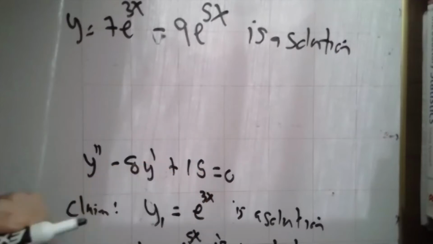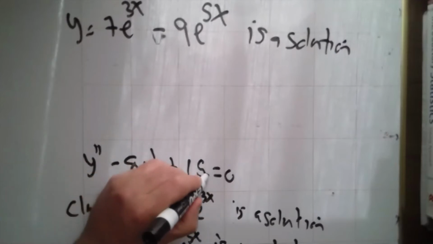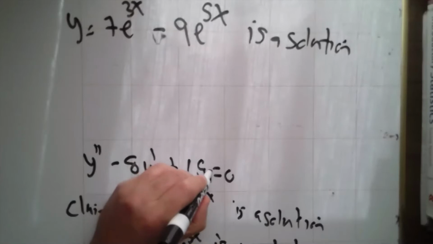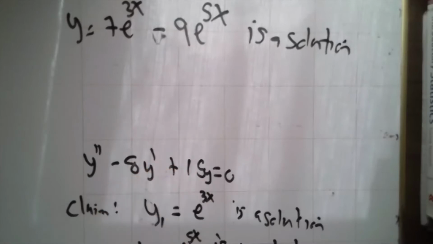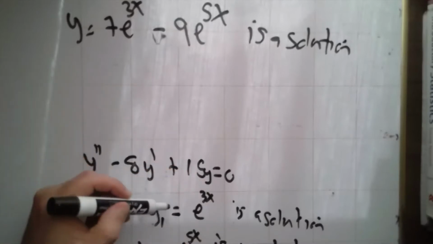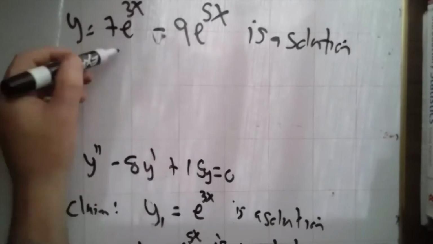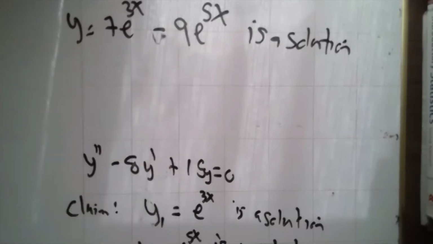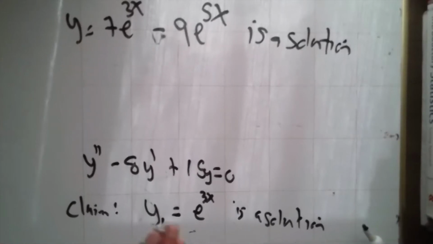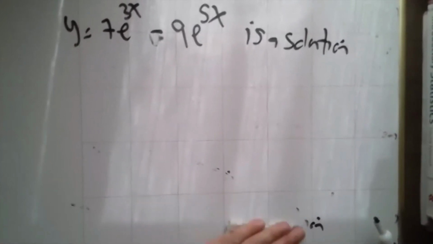Oh, everything I said was a lie. I was missing a y there. I need a y. Now, that's the DE I meant to write. Now, these two are solutions. That is also a solution. Any combination. So if we know two solutions, we can add them together and get another solution.